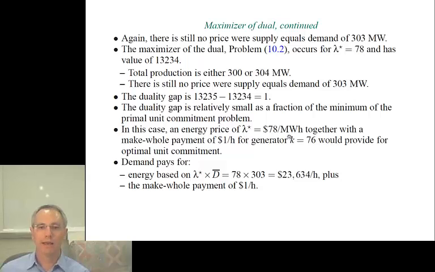So an energy price of lambda star equals $78 a megawatt hour. Together, we still need to pay a make-whole payment of $1 per hour for generator 76 to provide for the optimal unit commitment. The demand would pay lambda star times D, 23,634, plus the make-whole payment of $1 per hour.